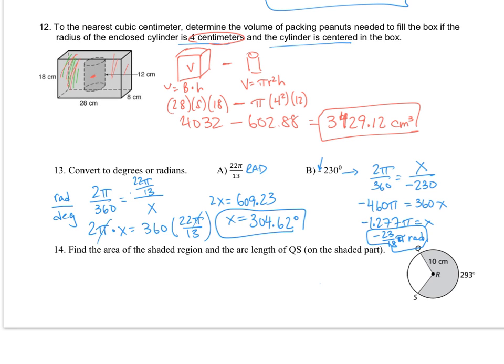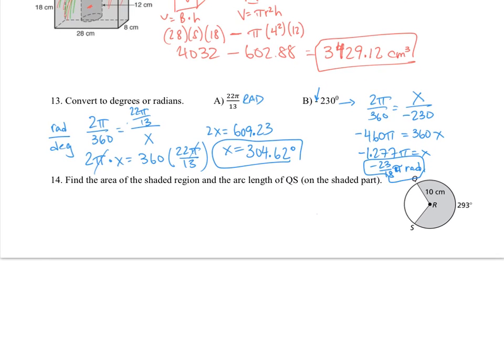Okay, we are on number 14. This is the last one here. Find the area of the shaded region and the arc length, QS. Oh, I should have put another point. So I indicated here QS. I wanted this QS this way. I should have indicated another point, but that's okay.